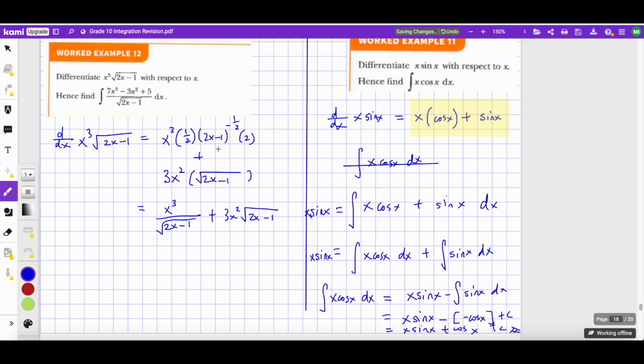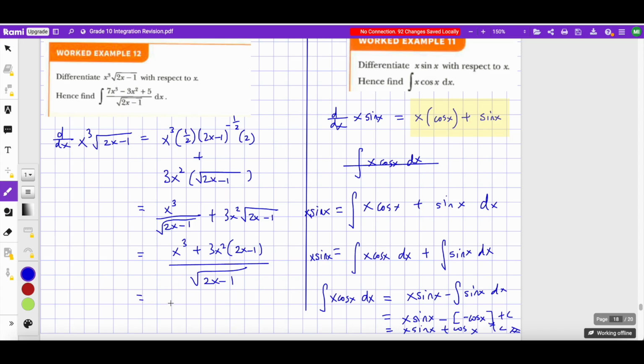Okay, so what we're going to do, we actually want to join them into a single fraction. The reason is because then it will look more similar to what we're going to integrate later on. Okay, so x cubed plus 3x squared, we're going to multiply with a root of 2x minus 1, that will be 2x minus 1. And then the whole thing we have the similar denominator, which is root of 2x minus 1.